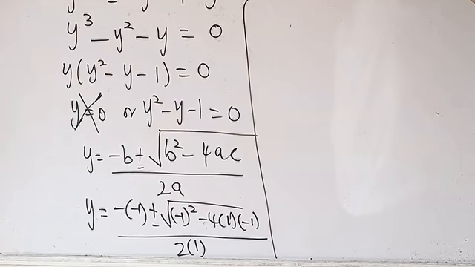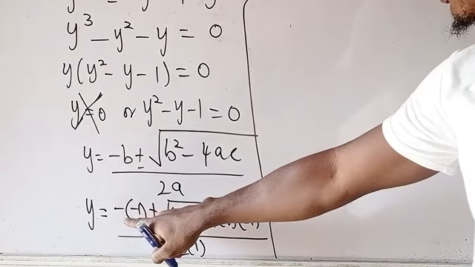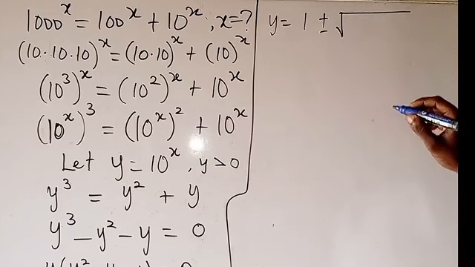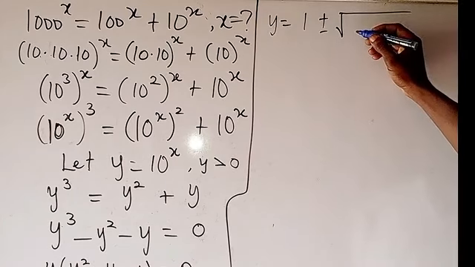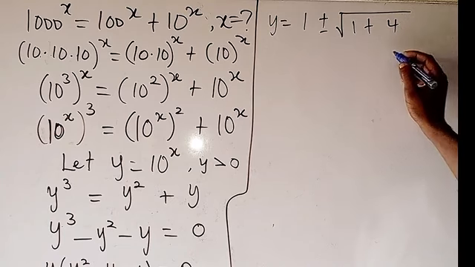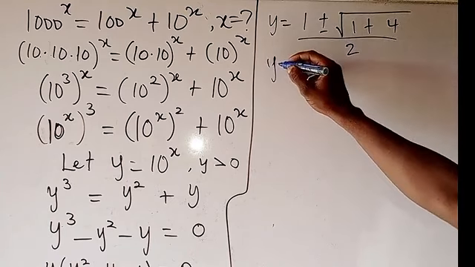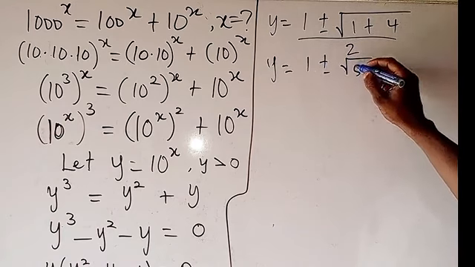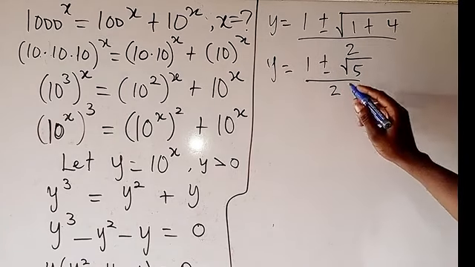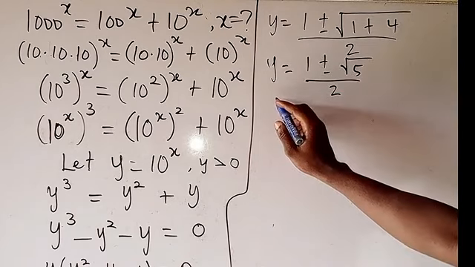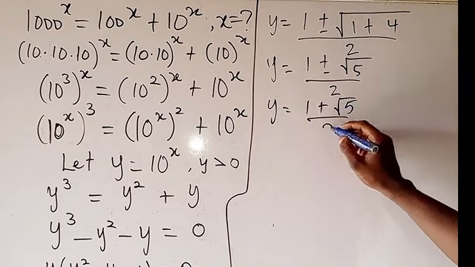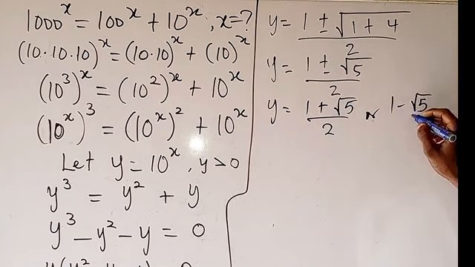We are going to have y equals minus 1 times minus 1, which gives plus 1, then plus or minus the square root of 1 minus times minus, we have plus 4, all over 2. So we have y equals 1 plus or minus the square root of 5, all over 2. Now we have y to be 1 plus root 5 all over 2, or 1 minus root 5 all over 2.